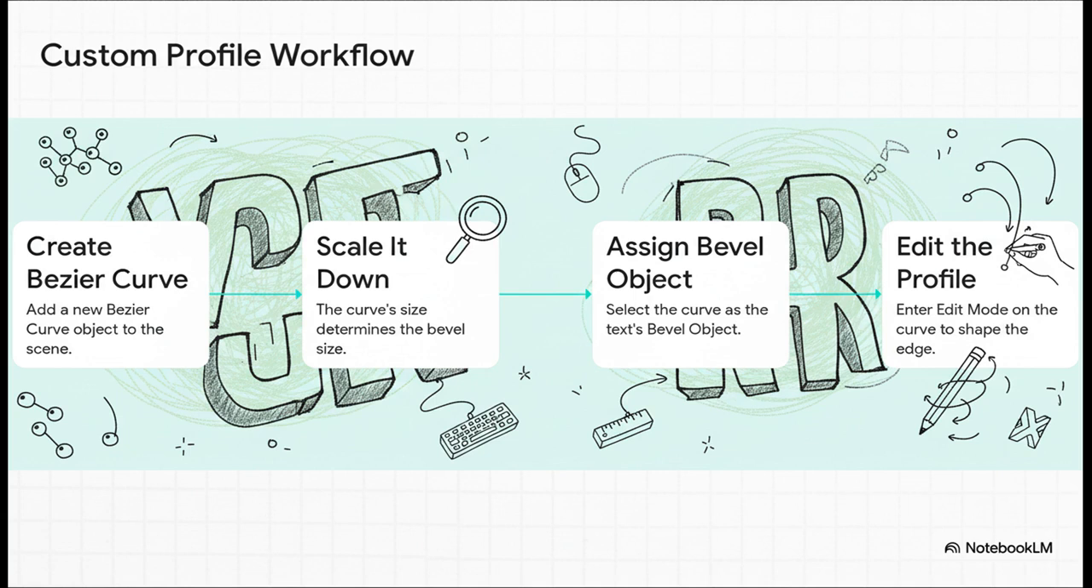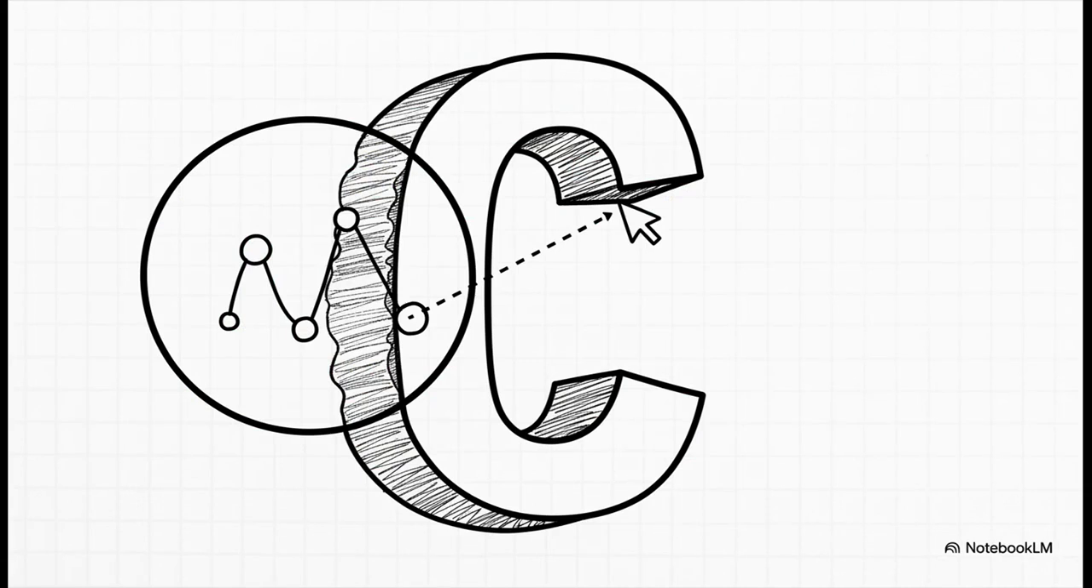And this is what makes this technique so incredibly powerful. As you move the points on that small curve, you literally see the profile of your 3D text update in real time. It's a completely direct, totally intuitive way to add amazing detail.